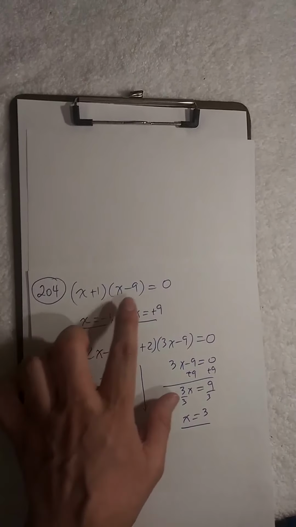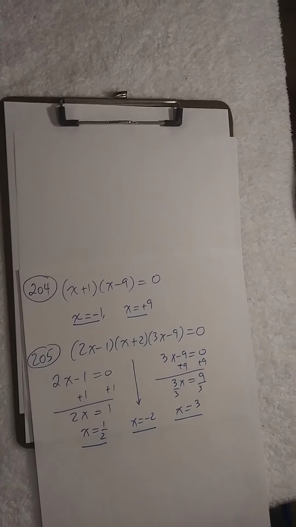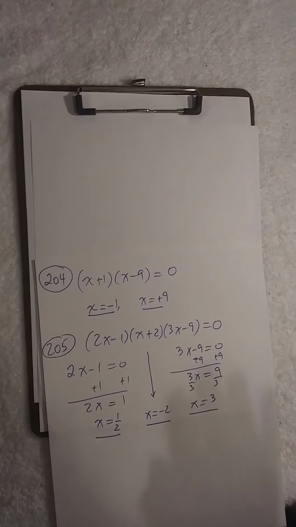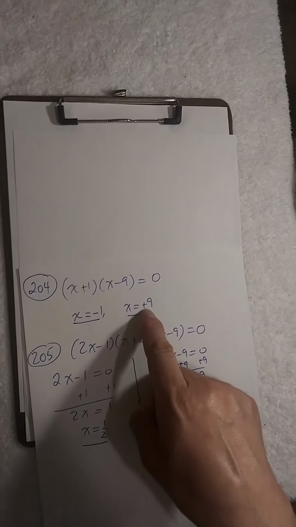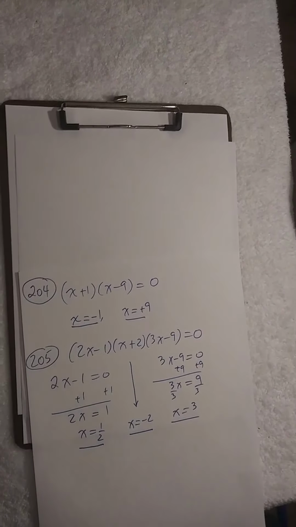Let's do some more examples. x plus 1 times x minus 9 equals 0. We're going to do this one directly. The solutions are going to be x equals minus 1, x equals plus 9, the opposites of those signs.